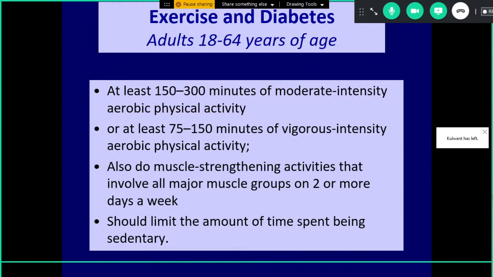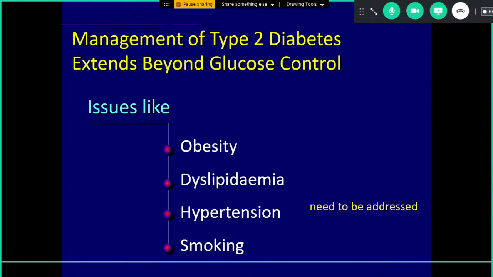The other thing is also limit the amount of time being sedentary, right? So sitting, as they say, they keep saying tobacco is bad, then sugar is the new tobacco. Sedentariness, that is sitting, is the new tobacco. So don't sit. If you can stand and work, so people like working on stand-up desks, people like walking and doing stuff. So avoid sitting and lying as much as possible.